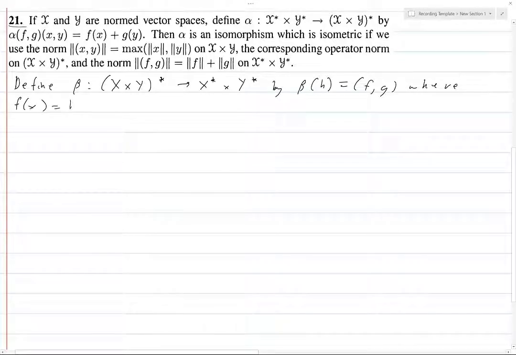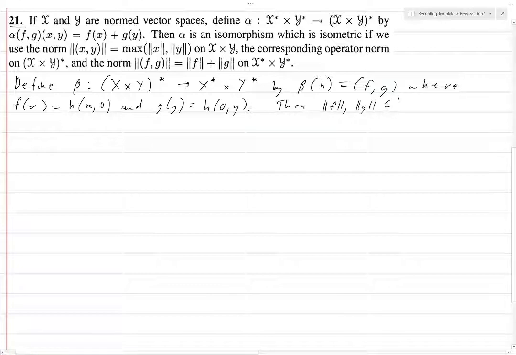f(x) is given by h(x, 0) and g(y) is given by h(0, y). Then the norm of f and the norm of g are both less than or equal to the norm of h. And that should be easy to see, right? The norm of f, norm of h0.